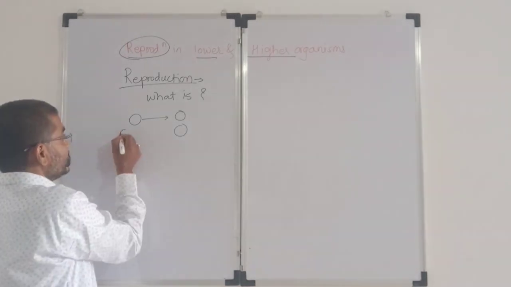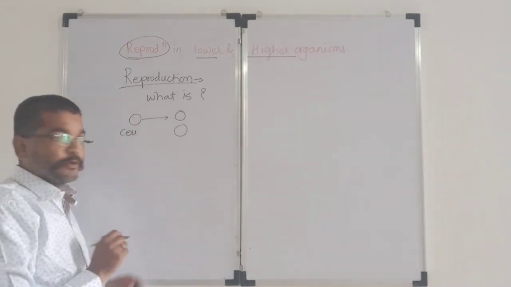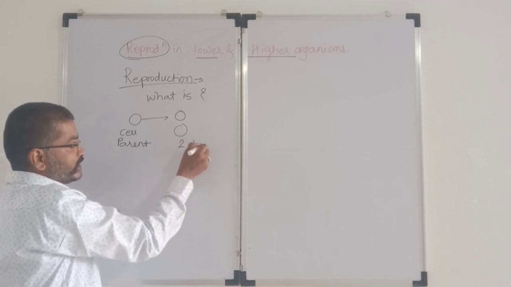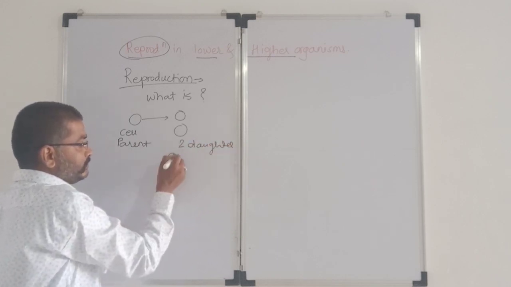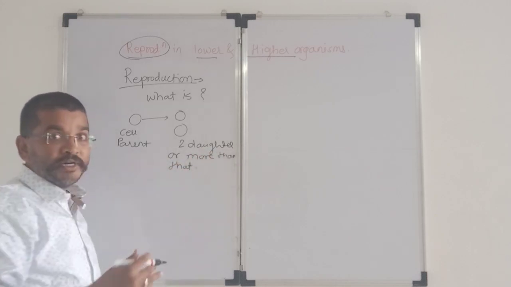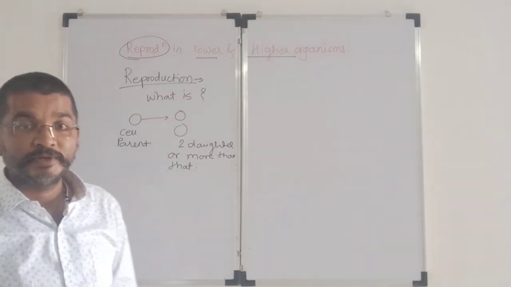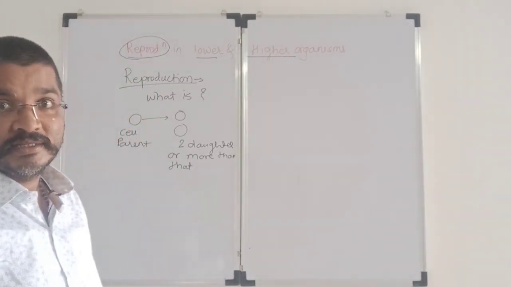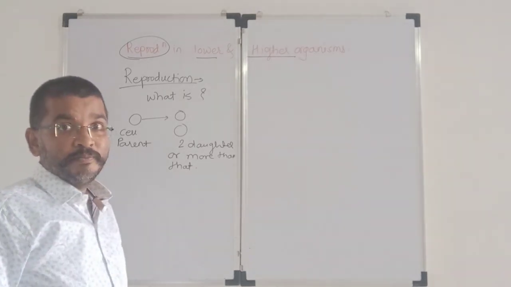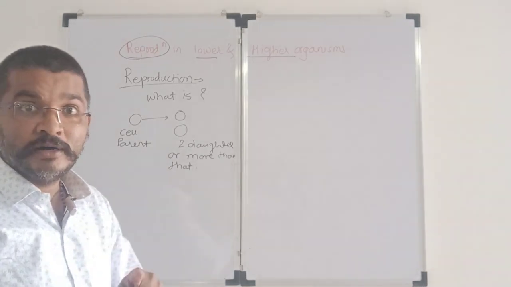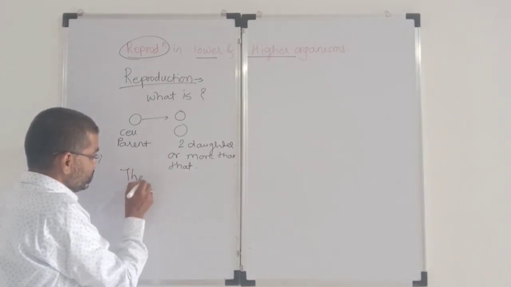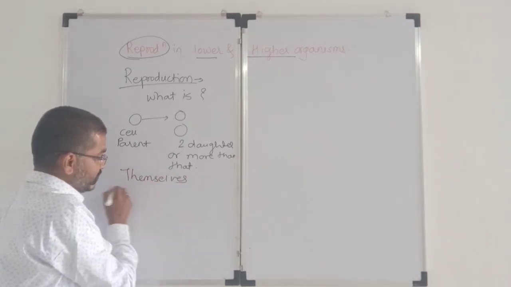For example, if there is one cell, the process by which this parent cell can produce two new daughter cells or more than that, that process is called reproduction. So what is the definition of reproduction? The scientific definition of reproduction is like this. It is a process by which any living organism produces new individuals or young ones of themselves. So here the last word is important, that is themselves. So why is this word themselves important?